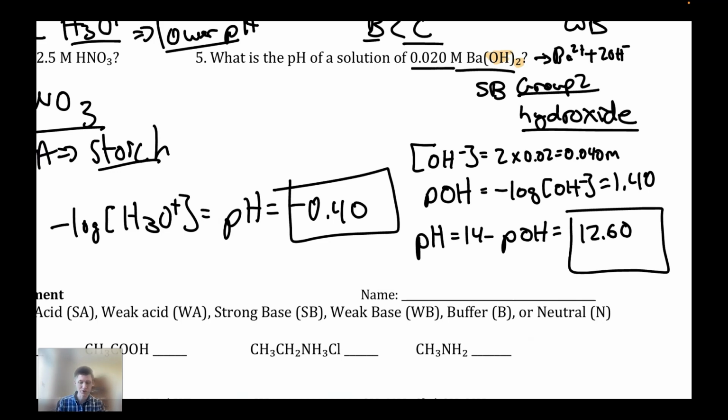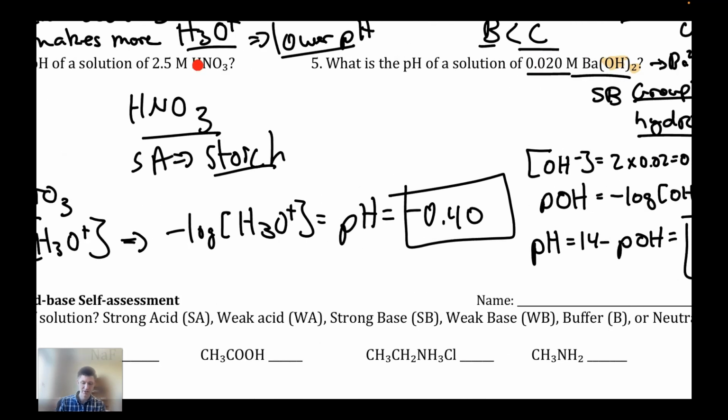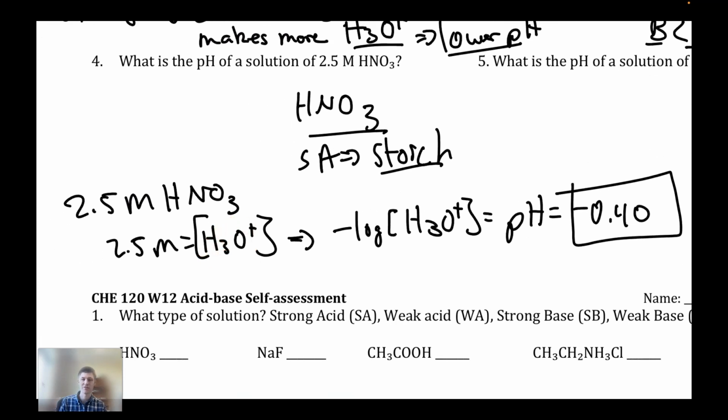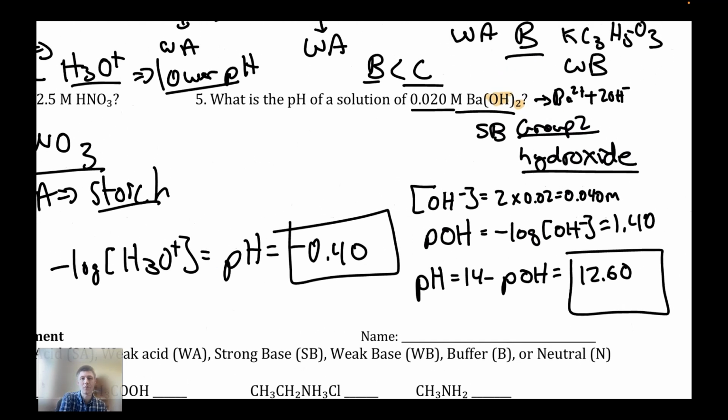So again, remember that for strong acids, it's typically just a single acidic proton that goes into solution. So you just have 2.5 molar HNO3 goes to 2.5 molar H3O+. But for strong bases, there's a lot of strong bases where we make 2 OH- ions, or maybe I guess even 3 OH- ions for each amount of it that we put into solution. So remember to take into account the number of OH- ions you get for each of your strong bases, taking into account that key factor of 2 here.